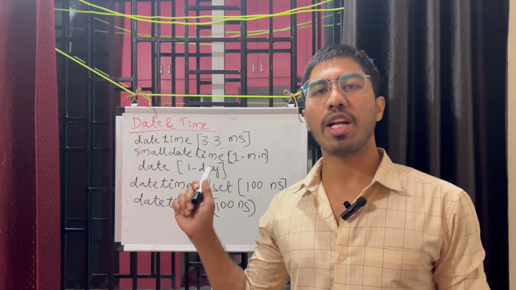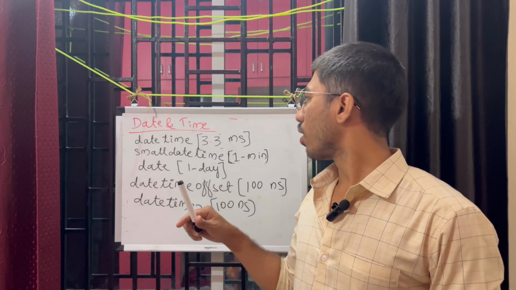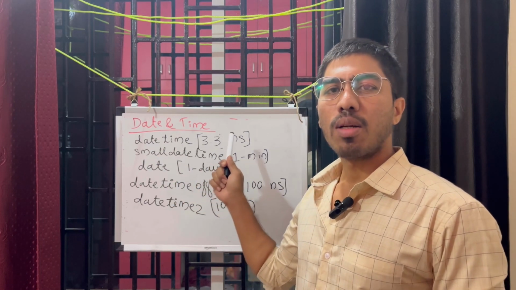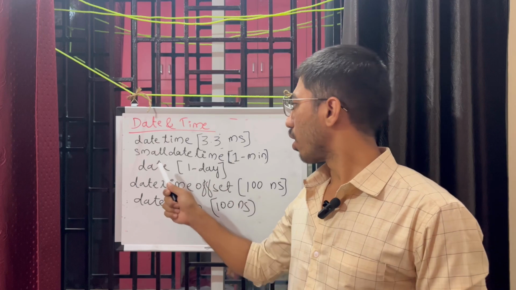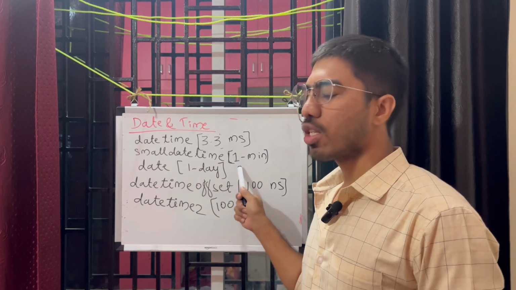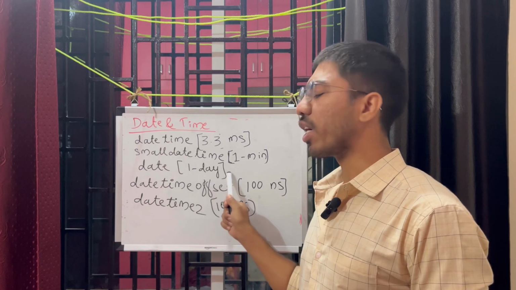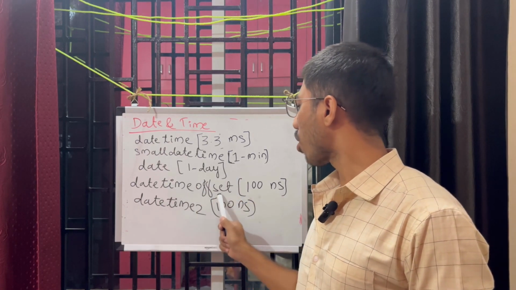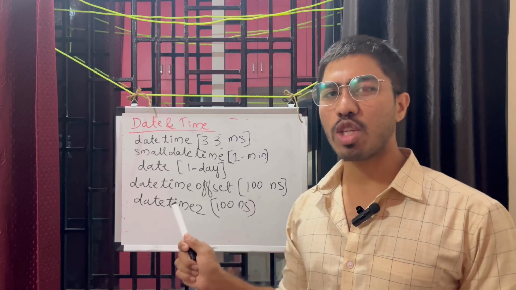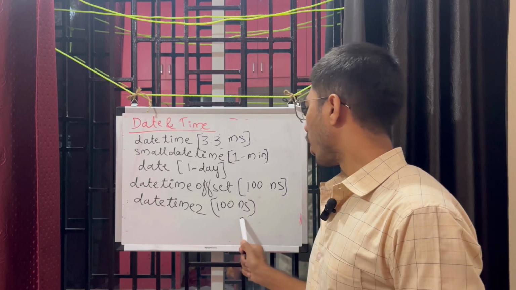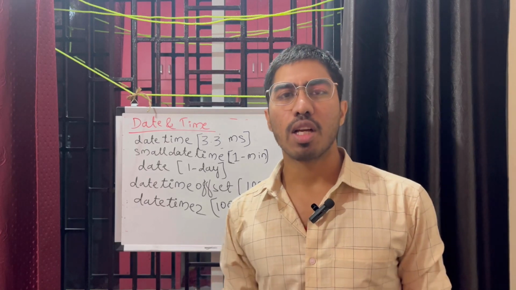These are some of the date and time data types. Datetime, which has 3.3 millisecond accuracy. Smalldatetime, which has 1 minute accuracy. Date, which gives 1 day accuracy. Datetimeoffset, which has 100 nanosecond accuracy. And the last one is datetime2, which also has 100 nanosecond accuracy.